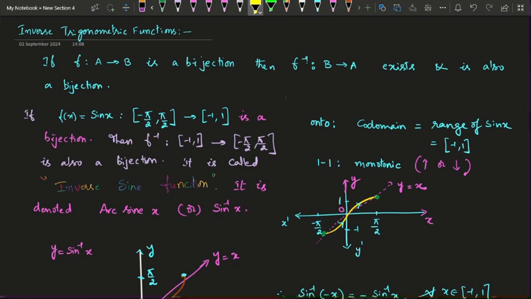Now I'm going to teach inverse trigonometric functions. First of all, you should get to know what is the inverse of a function. Whenever f maps from A to B is a bijection, then only it is invertible.